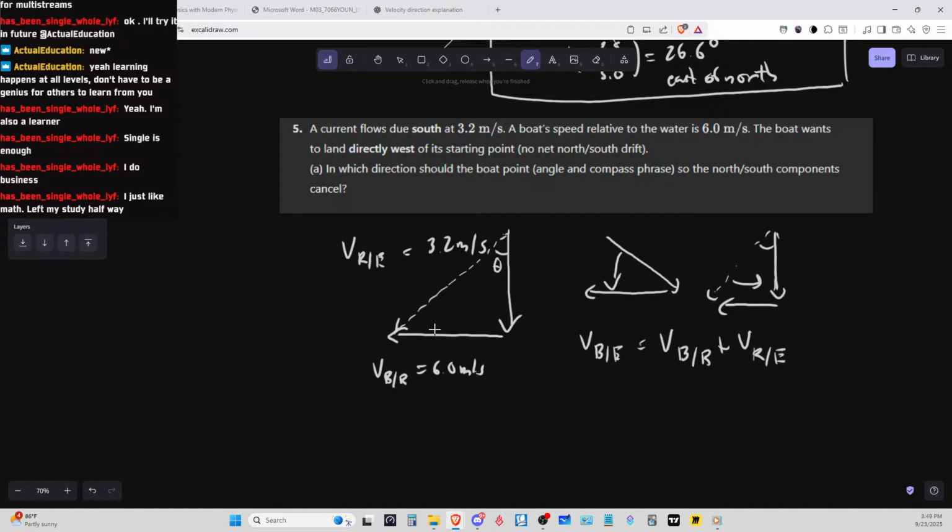I just like math. Left my study halfway. Oh, okay. What type of math are you studying right now? Just for fun? Because for me, I kind of alternate. I go from physics, then math, and then physics, then math. It's a big rigmarole. I sometimes pick up calculus, but sometimes I pick up math proofs. Okay.